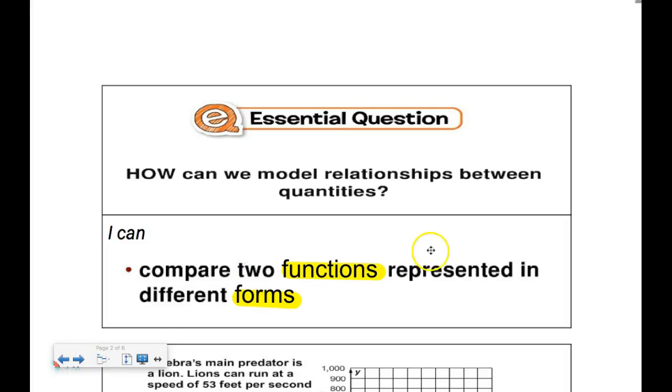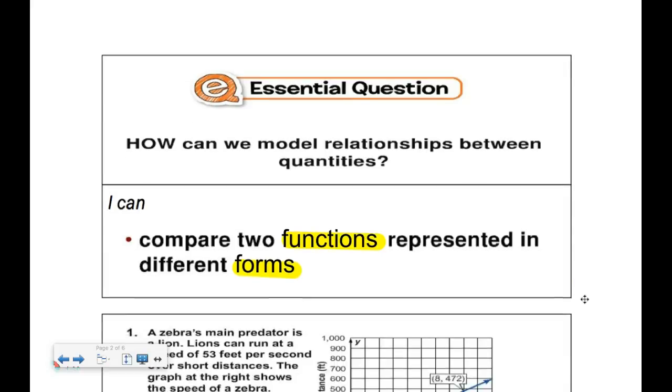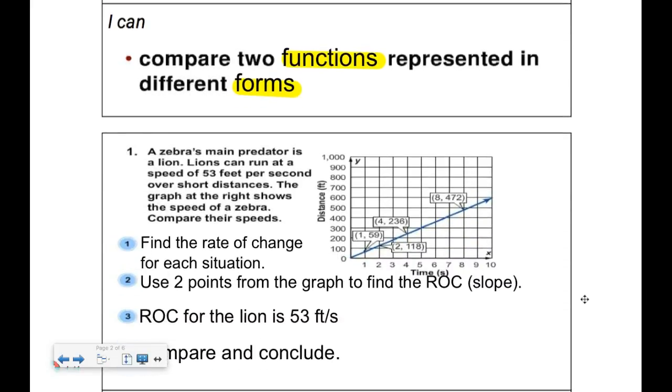The essential question, as always: how can we model relationships between quantities? So looking at how some different things in terms of functions are going to be related to each other. Today's I can statement is: I can compare two functions represented in different forms. And what we're going to see is that whether we have an equation, a table, a graph, or something written in words, we're going to be able to make some comparisons and then draw some conclusions based on the information that we have.